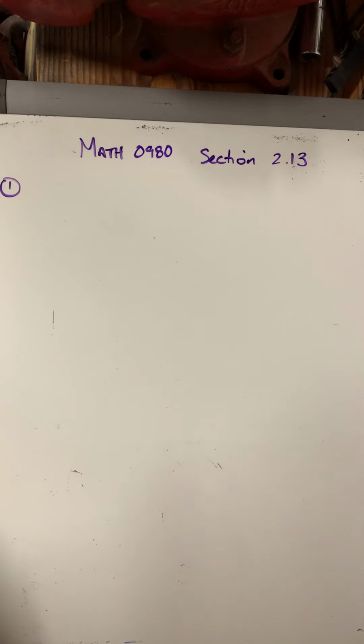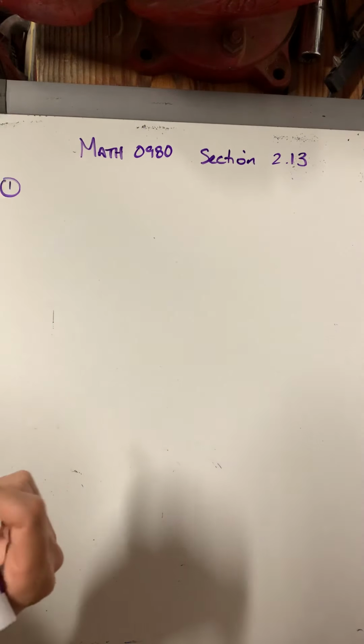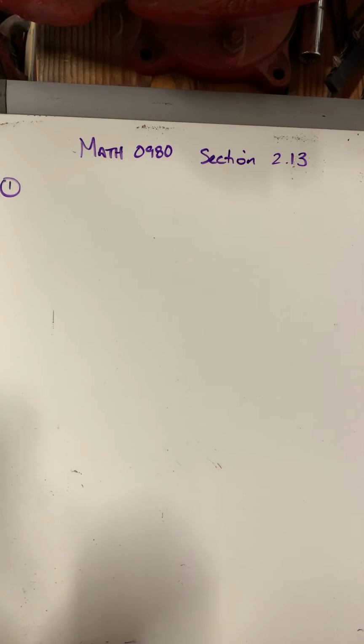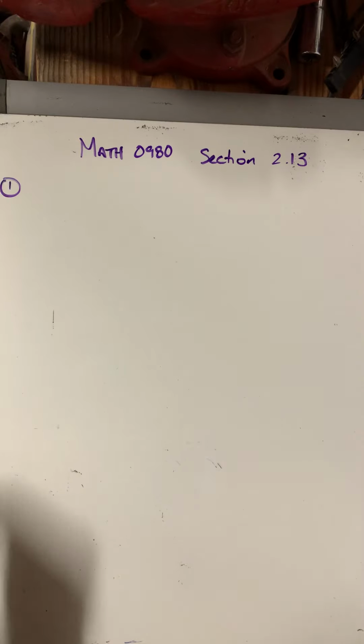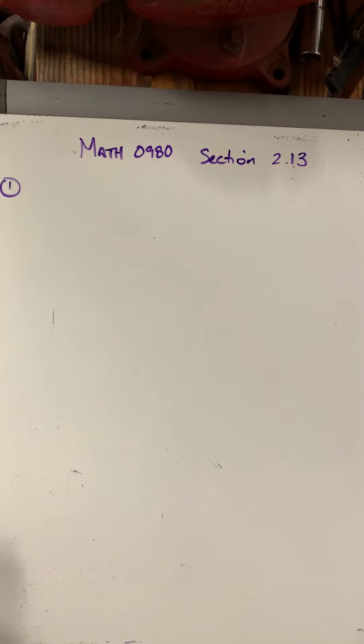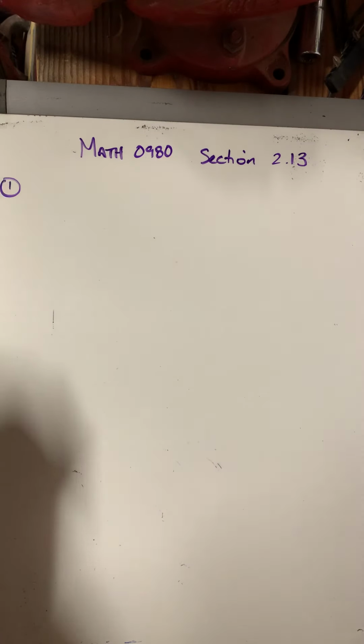This is section 2.13 in Math 980, and we only have 6 questions in this homework. But the hardest part of each of them is, I think, the setup, because these are all story problems. So I'm going to help you with the setup, and then you can match your numbers and try to get yours set up and then finish the equation.